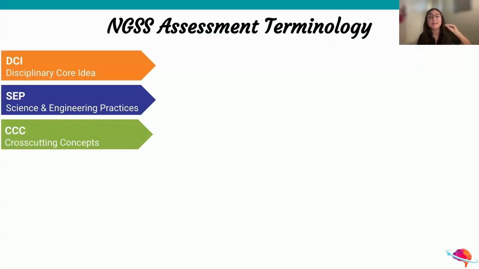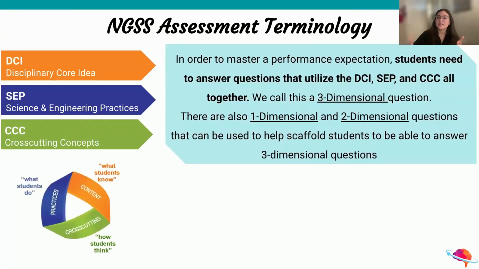So to truly meet a performance expectation, students need to answer questions that integrate all three dimensions, the DCI, the SEP, and the cross-cutting concept. And we call these three-dimensional questions because they require students not just to know science, but actually to apply it and to think like scientists. But getting students to that point takes really intentional scaffolding.